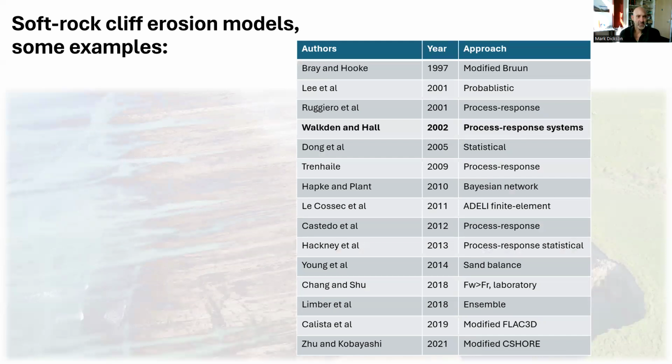So here's a list of soft rock coastal cliff erosion models. I have the full reference list available at the end of this presentation. There are too many models here for me to work through. I hope I'll be forgiven for picking on one that I know a little bit more about, the Walkden and Hall model, but the kind of process response system that this model provides is similar in many respects to many of the other process response models, although you'll see that there's a large number of different types of models, including statistical models, included within this list.